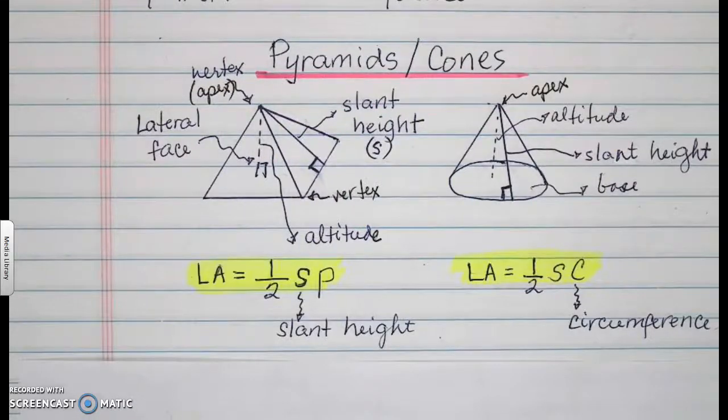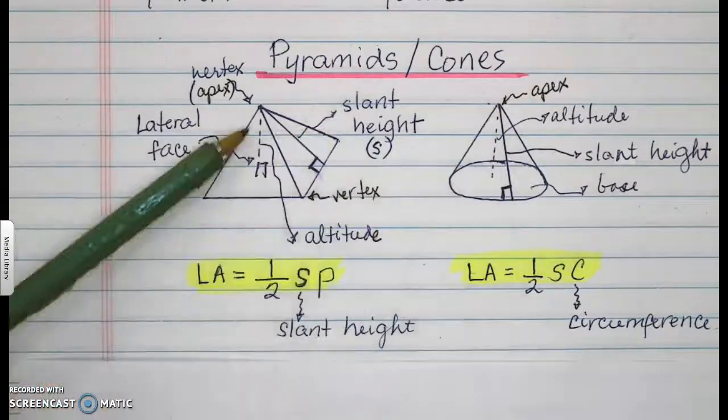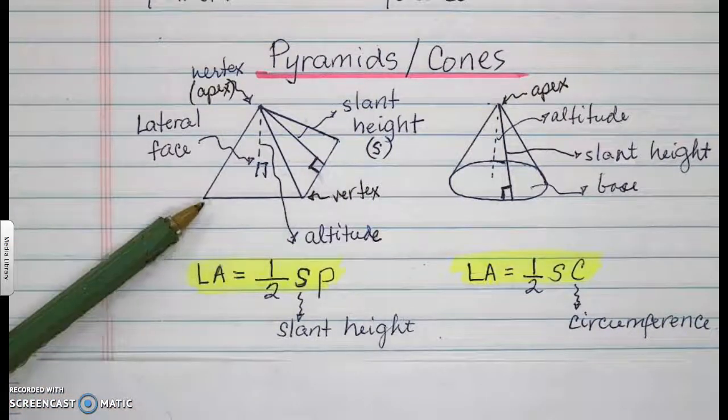Let us now discuss pyramids and cones. So a couple of things first, some parts. This is a vertex and that's a vertex. However, that vertex has a special name. It's called an apex. An apex is the vertex that is found on top of your pyramid or your cone.